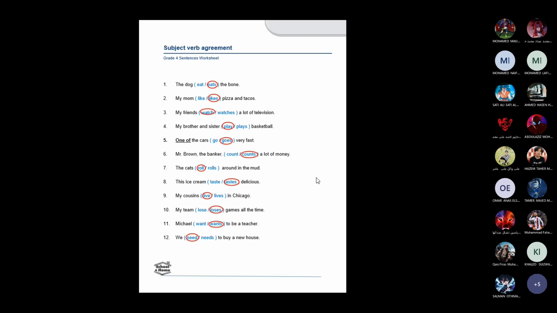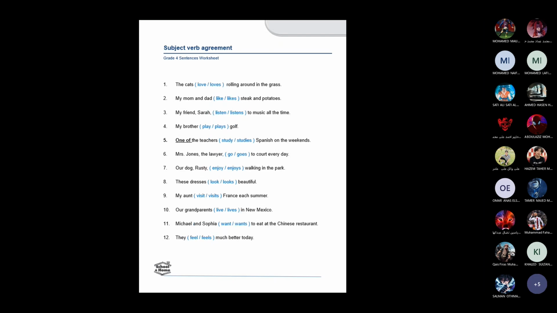Very good. Okay, we have the next page, guys. Let me send you this page without answers, if you want to do it by yourselves. So no problem, I think. It may help. So if you want to do this exercise by yourselves, guys, no problem. Okay, we have one more exercise.